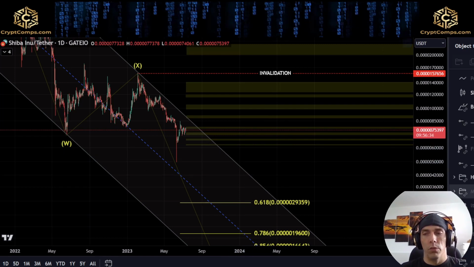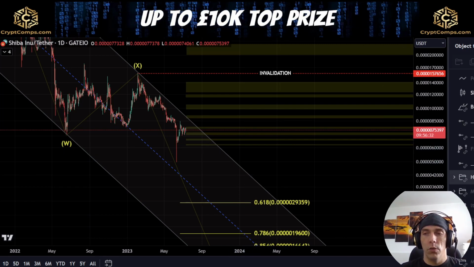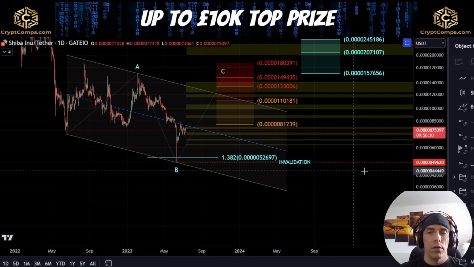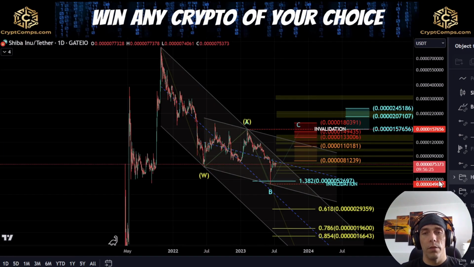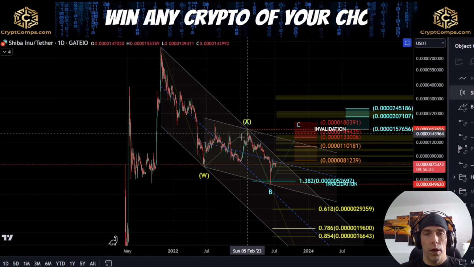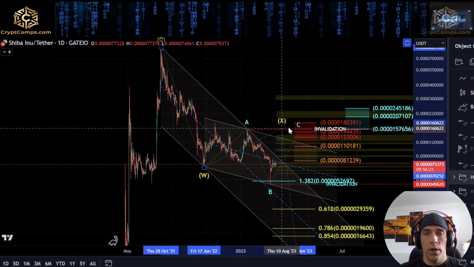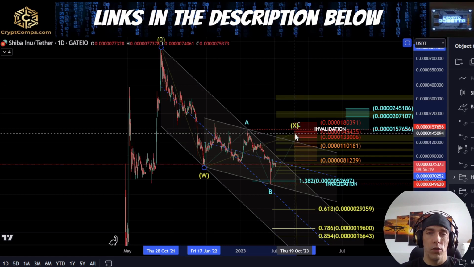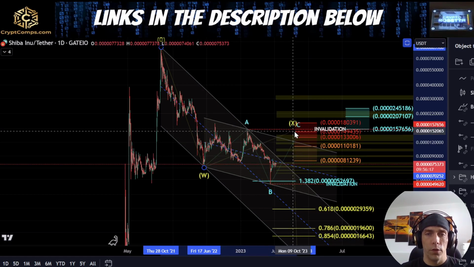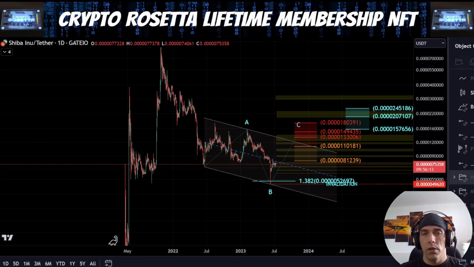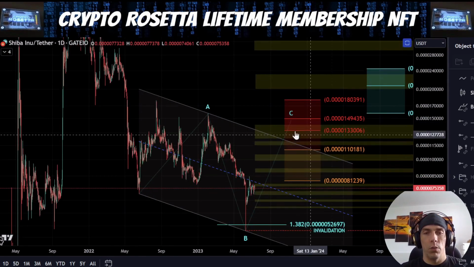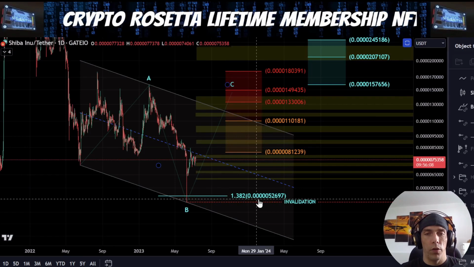What I'm looking for as well here is that there's the potential that we could start to see something like this play out. Now what this would mean is that the X wave here, where we're looking at this as W and we're looking for this yellow X wave over here, this X wave could still be playing out. So this whole move could still be this X wave. Now if that is the case, we could start to see something like this. Now we did come down here to this 1.382.